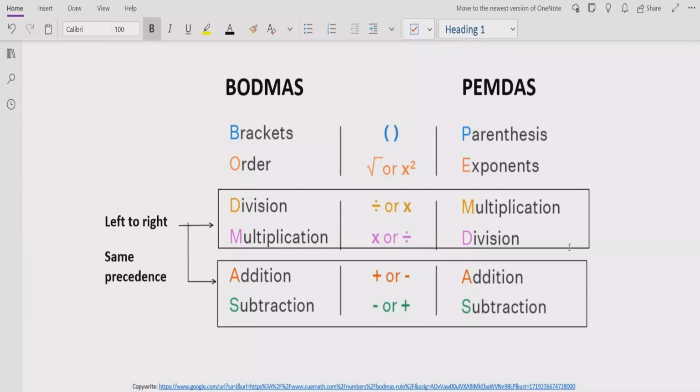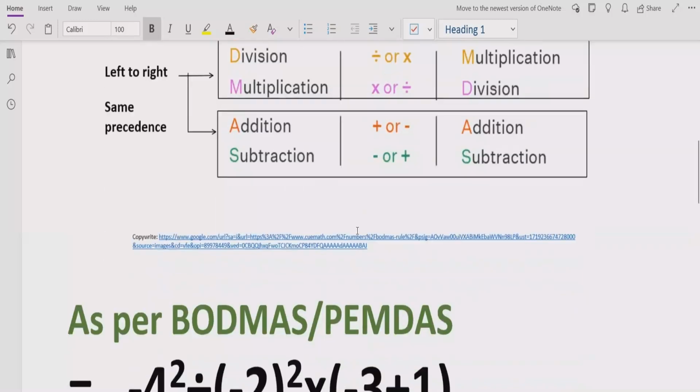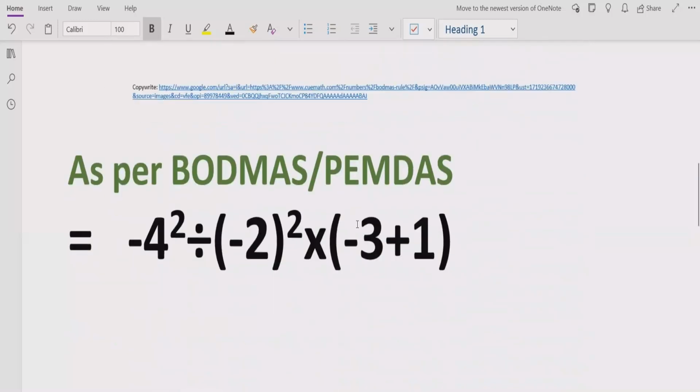So what will you do? You have to go left to right in your expression and find out division and multiplication. Both have similar precedence, so you can solve any of them which is coming first. Similarly, for addition and subtraction, we have the same rule. We can solve addition first if it is coming first, and we can solve subtraction first if it is coming first. Now, let's recall that.